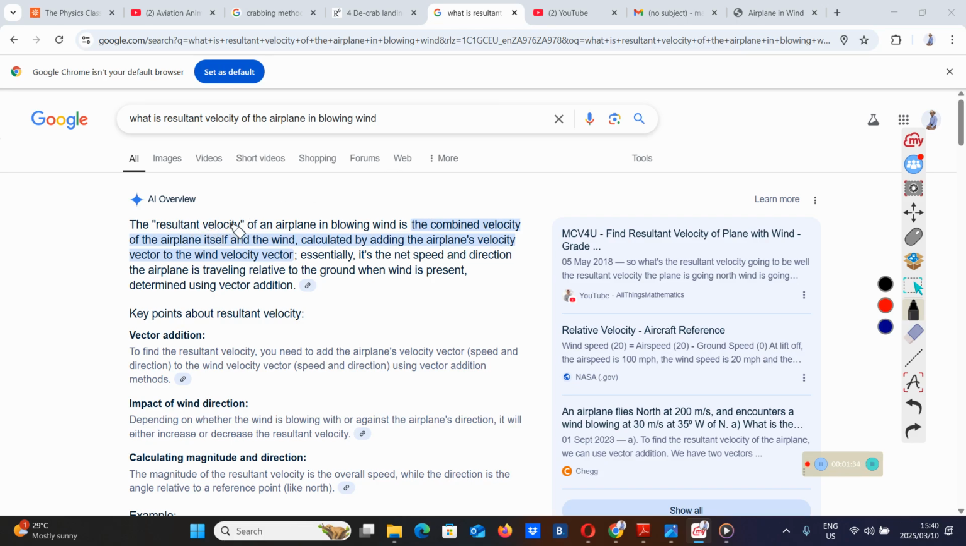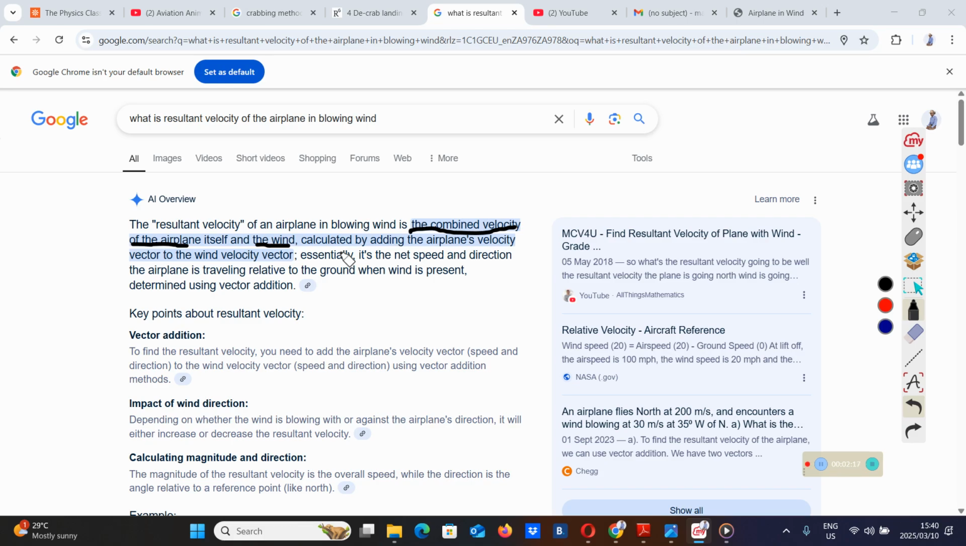So the resultant velocity in that scenario will be the combined velocity of what? The velocity of the airplane and the velocity of the wind. So we're talking about two velocities here. There will be moving wind or moving air, and there will be the airplane moving. Therefore, we're going to have two movements. Since this aeroplane would be moving in this wind, these two movements will combine and form a new movement in the new direction.